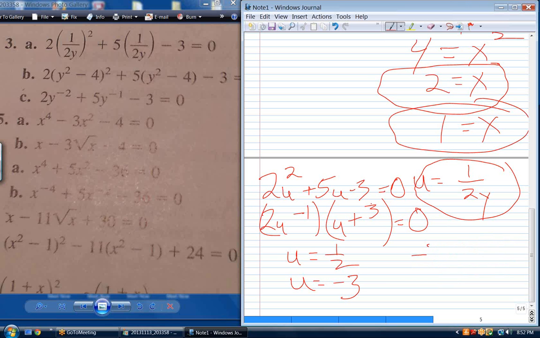And then minus 3 equals 1 over 2y. This is a little harder to do in your head. Could you cross multiply again? Yep. So minus 6y equals 1.